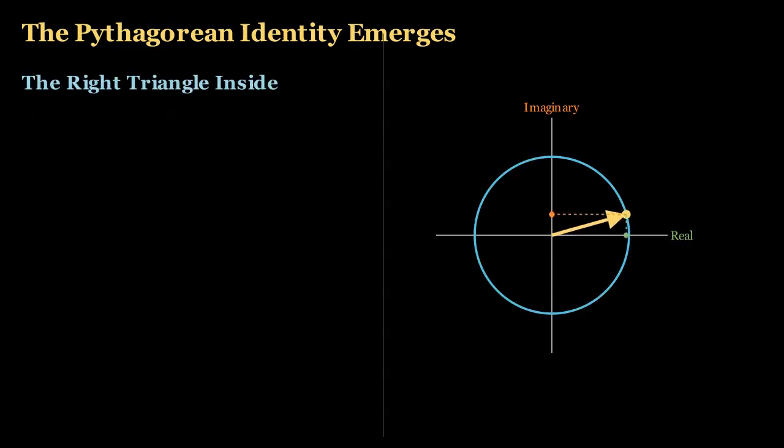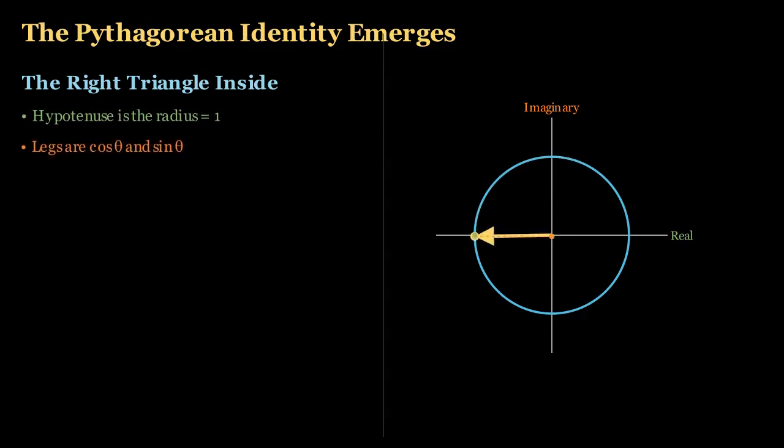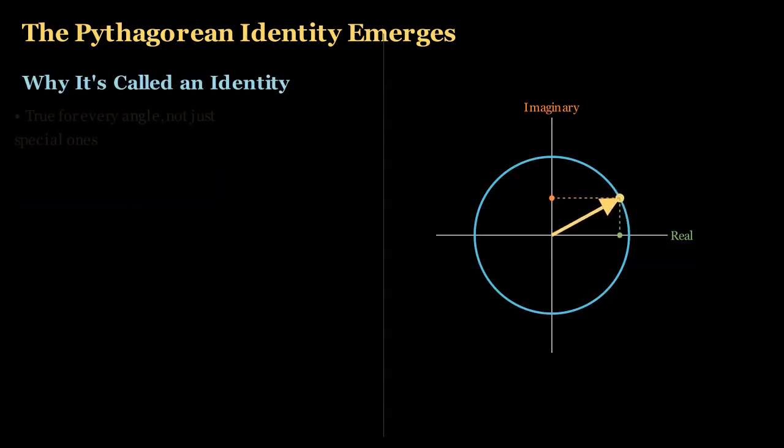Look at the right triangle formed by the point, the origin, and the projection on the x-axis. The hypotenuse, the side stretching under the right angle, is the circle's radius, which is 1. The legs are exactly cosine and sine. Apply the Pythagorean theorem, and you get the same beautiful result. This isn't just true for a few angles, it holds for every single one.